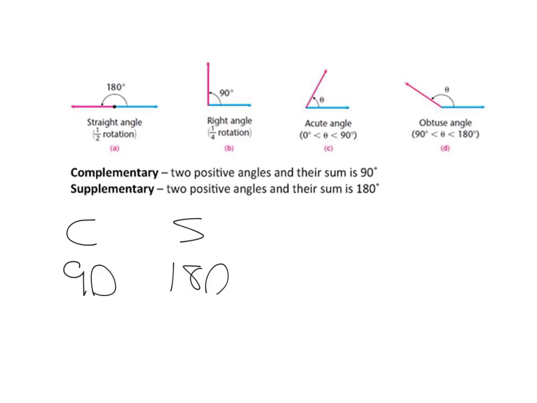Remember that a straight angle is 180 degrees right here, which is half of the rotation through your coordinate system. And then a right angle, which is right here, of course, is a quarter way through the coordinate system. An acute angle is really cute, and it's little. That's why we say acute angle, and an obtuse angle is really big. That's why it's obtuse.